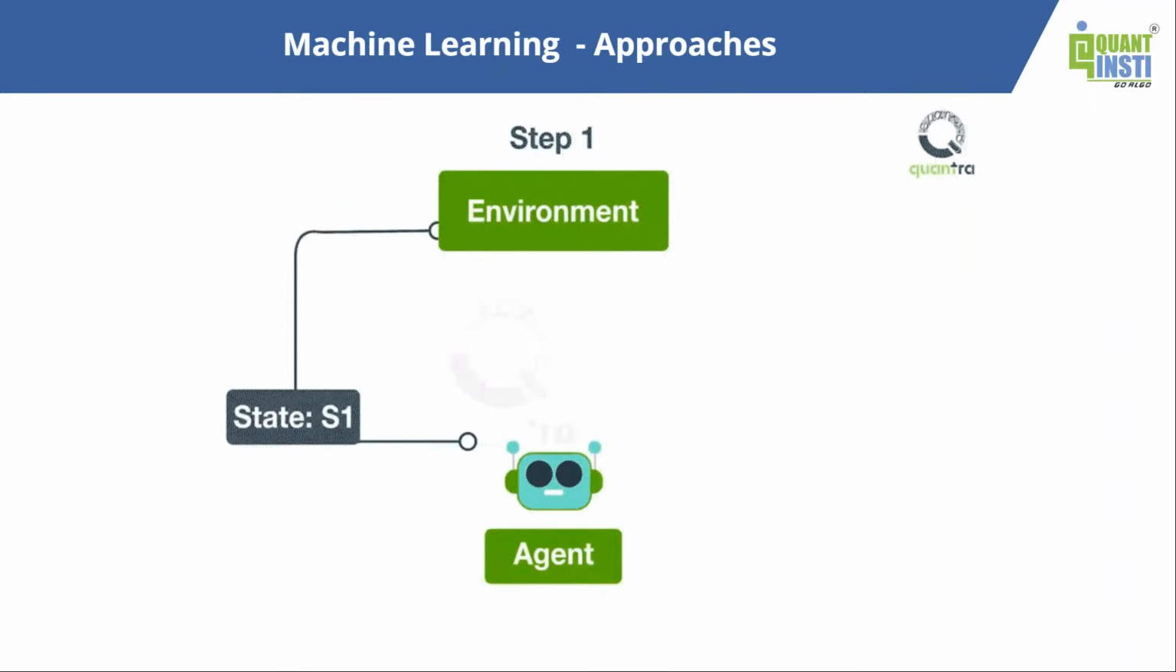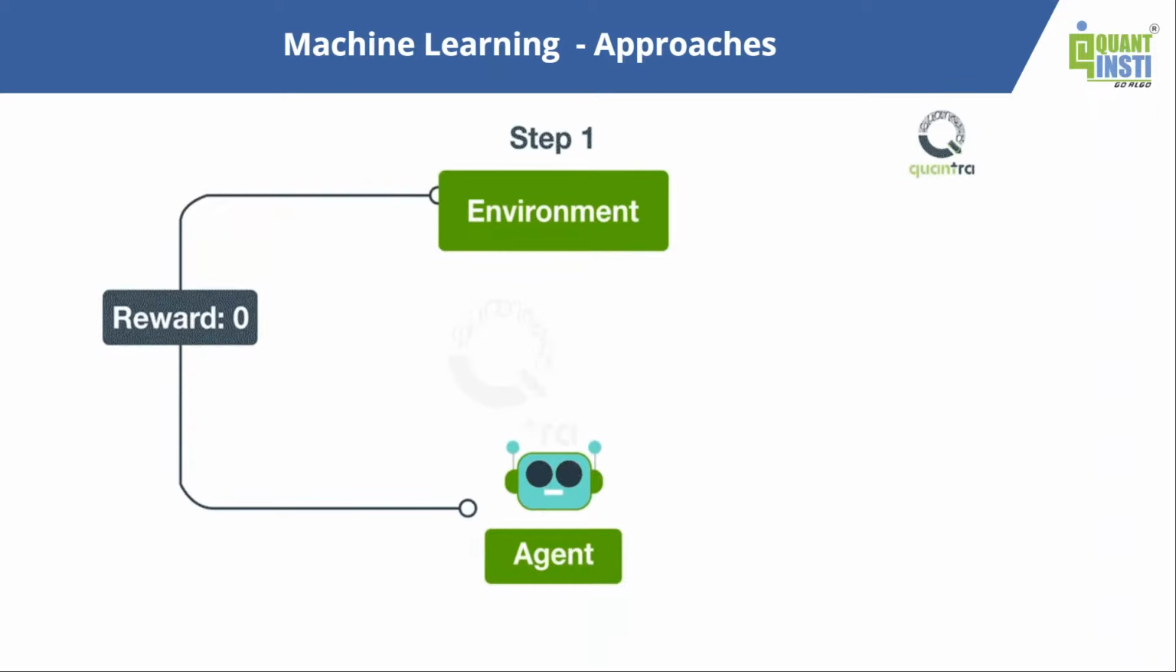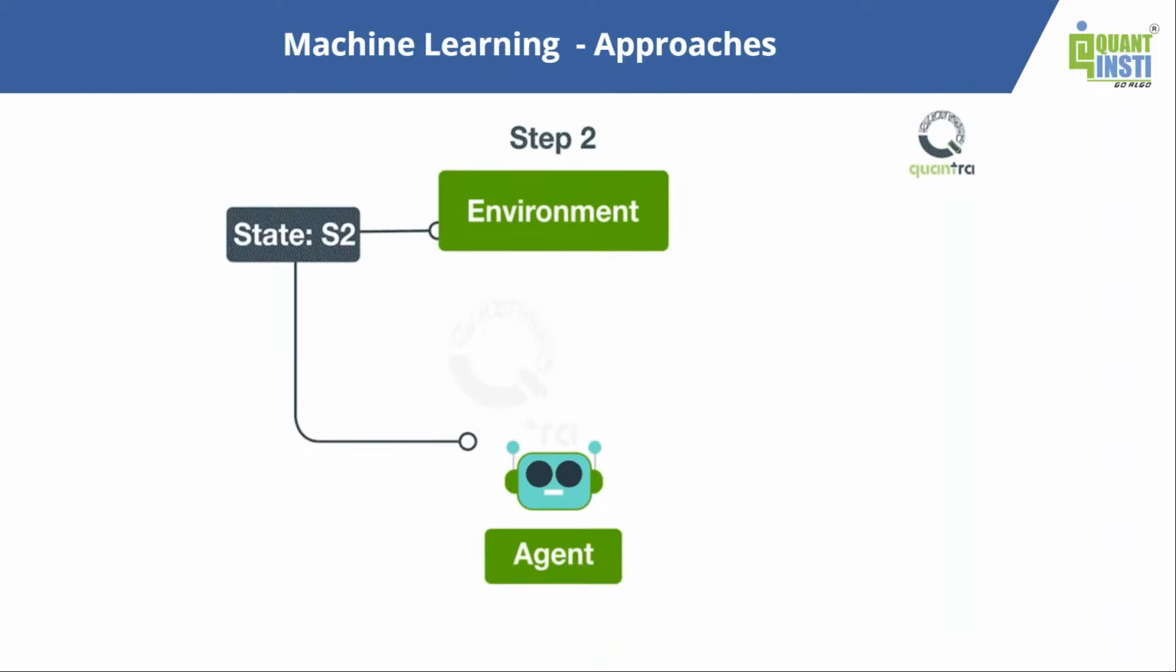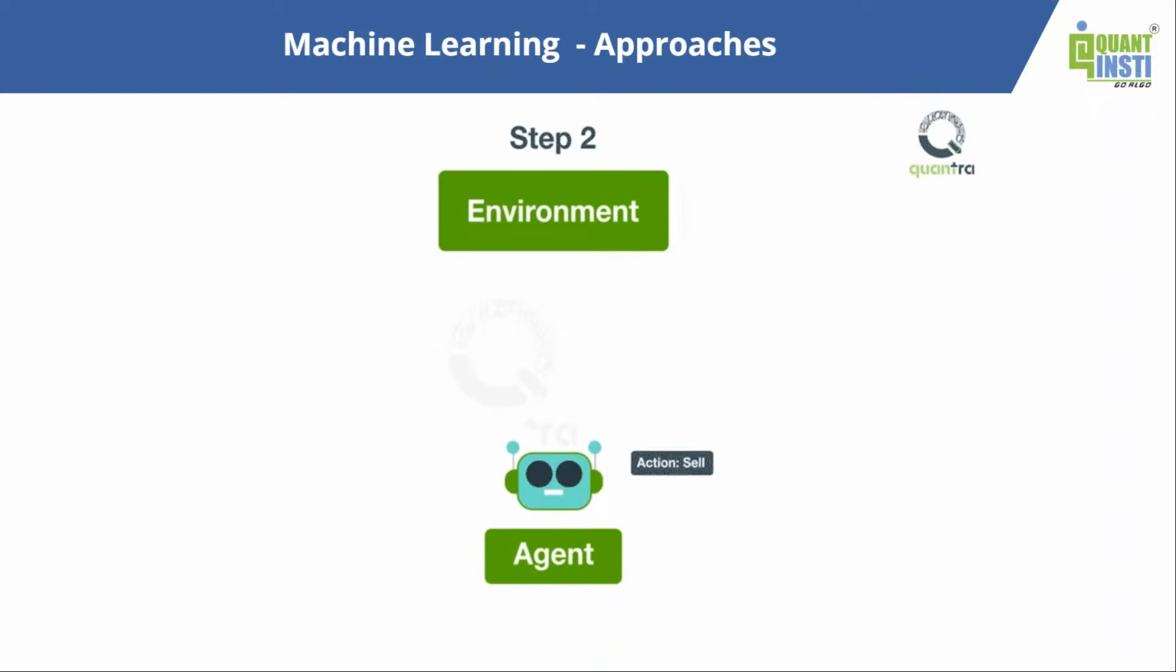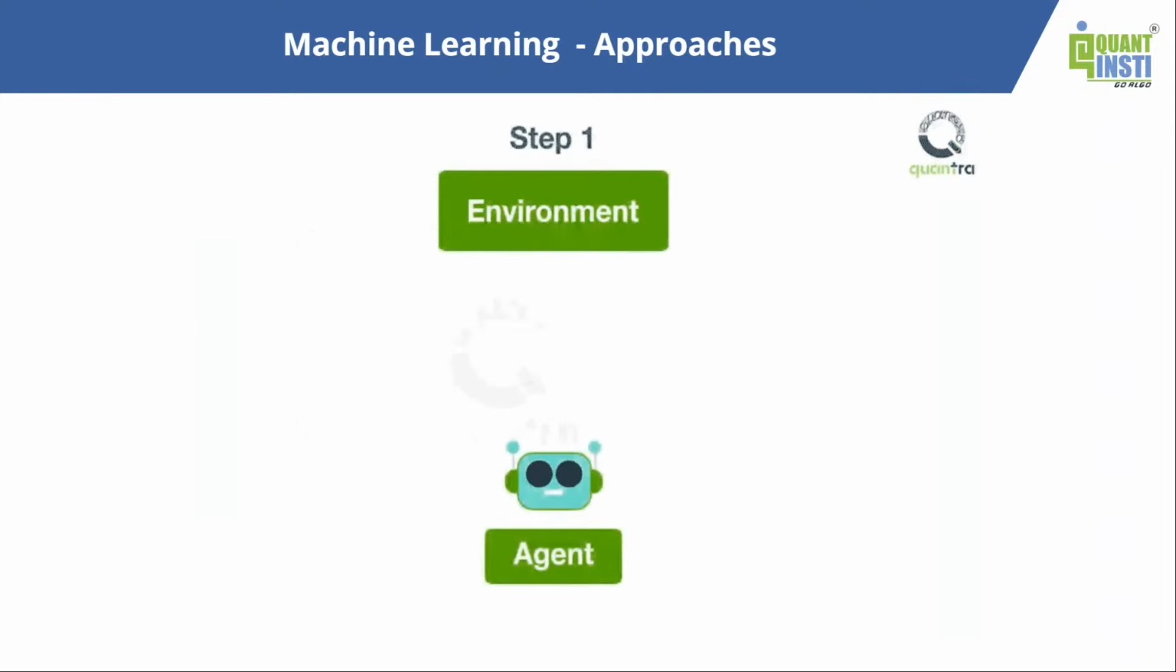So this happens repeatedly. It's going to take certain actions as per the state of the market, and it's going to note down the rewards that it gets, and eventually its whole objective is to take actions in such a way that the reward is maximized.